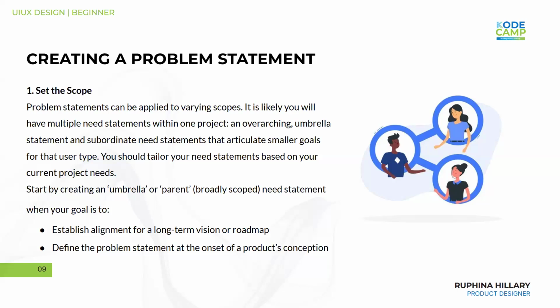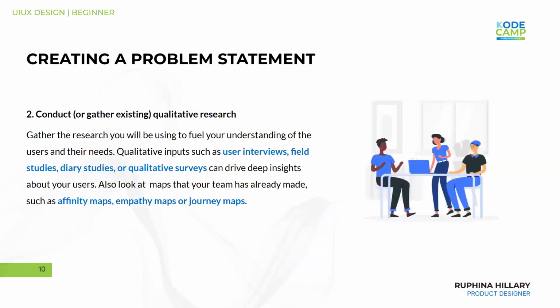So that's the first step when you're setting the scope. The second step is to conduct or gather qualitative research. We have already done the research. The qualitative inputs can be such as user interviews, field studies, diary studies, or qualitative surveys, which help to drive deep insight about your user.